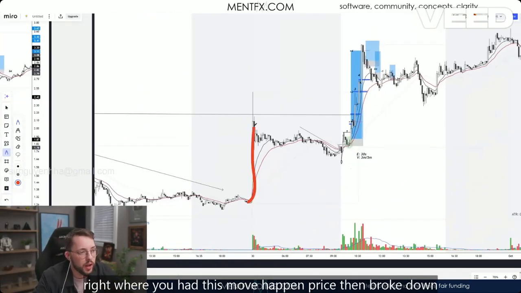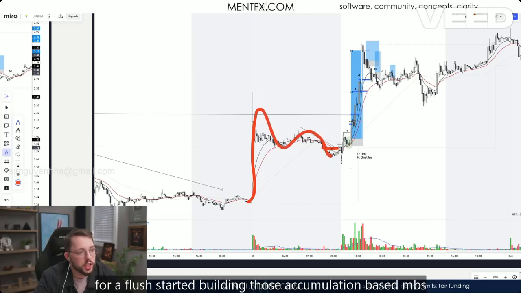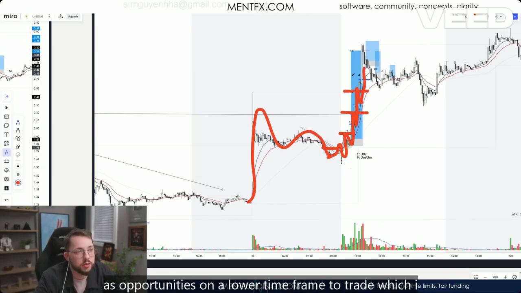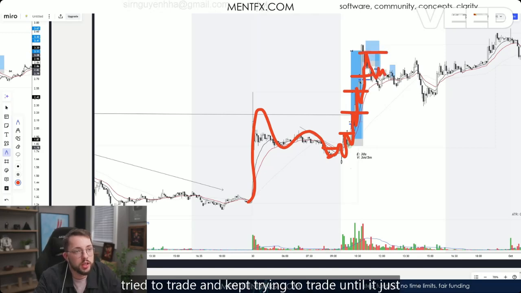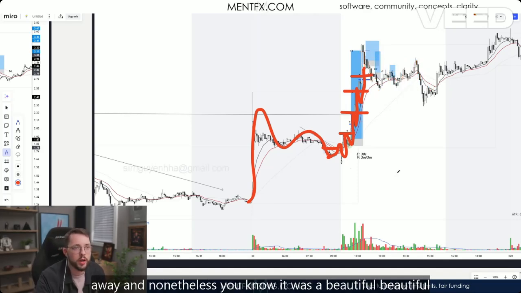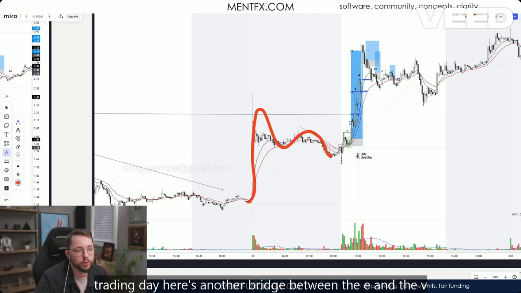Where you had this move happen, price then broke down for a flush, started building those accumulation-based MBs, and then started building the momentum-based MBs that acted as opportunities on a lower time frame to trade, which I tried to trade and kept trying to trade until it just started to fail multiple times, at which point I got to walk away. And nonetheless, it was a beautiful, beautiful trading day.